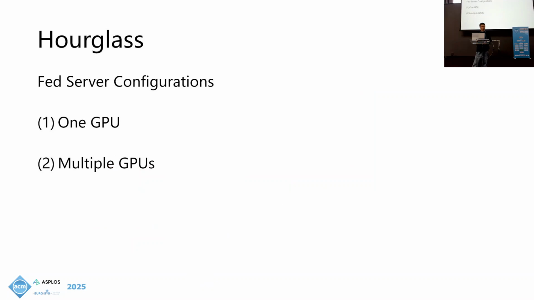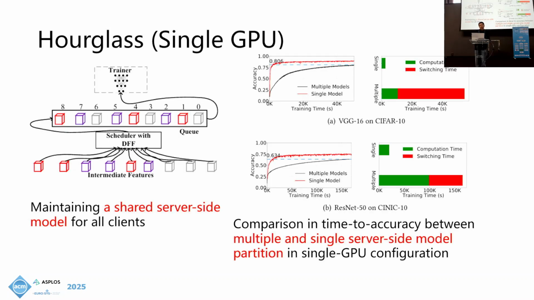In Hourglass, there are two configurations for the Fed server. One GPU means the Fed server only has one GPU, and multiple GPUs means the Fed server has multiple available GPUs to train the server-side model. The root reason for the computation and storage overhead is that the Fed server needs to maintain multiple server-side models, one for each of the end clients.